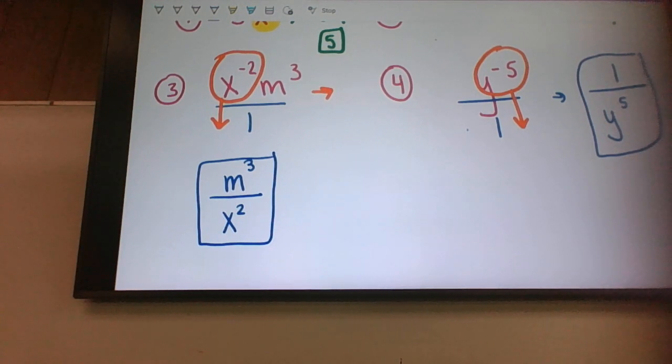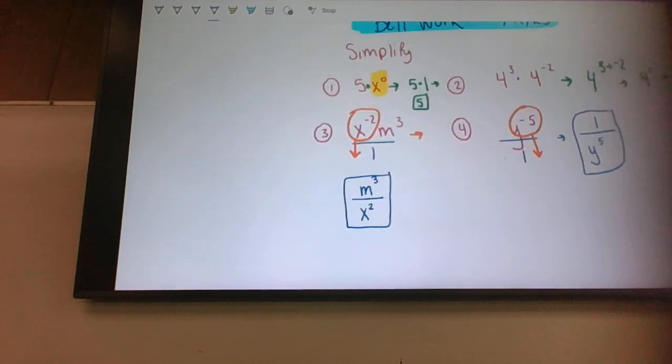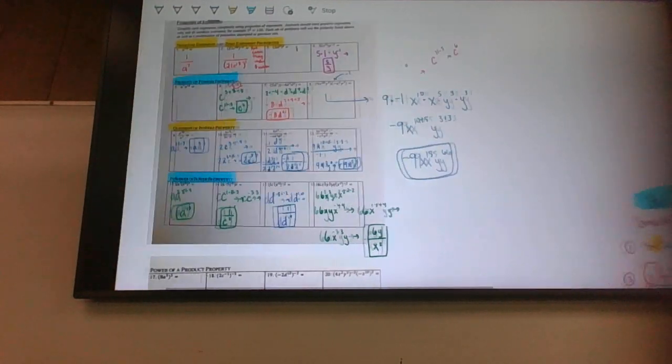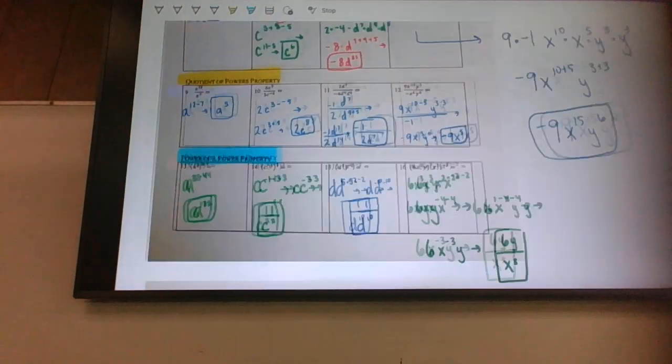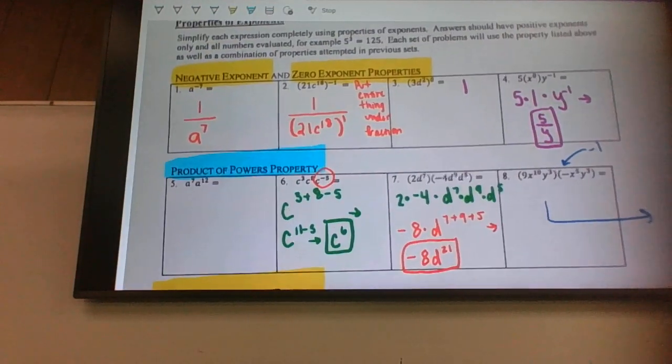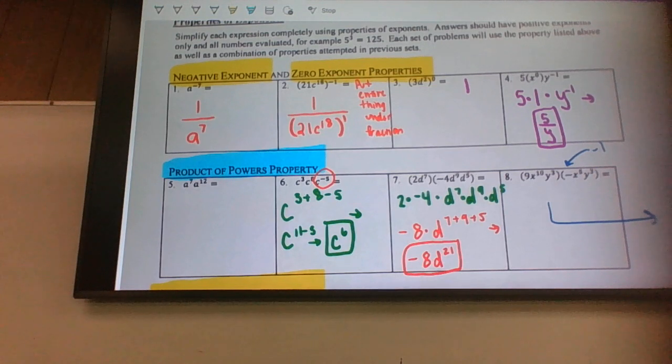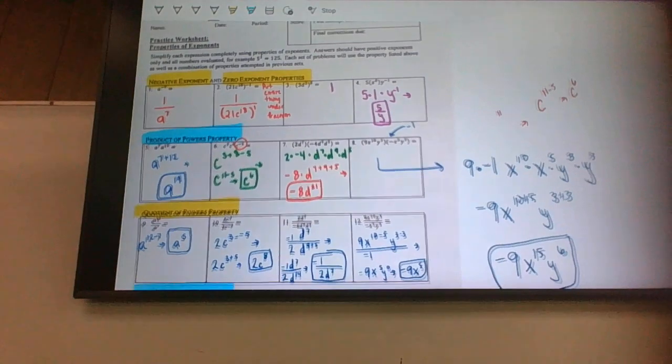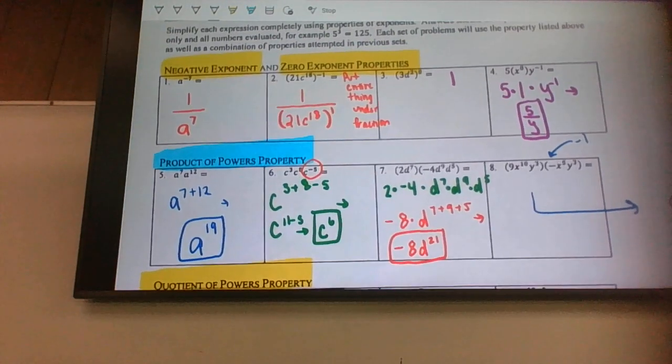Alright, let's check homework. Are we doing the other side of the grade paper for homework? You said 13? Wait, which one?